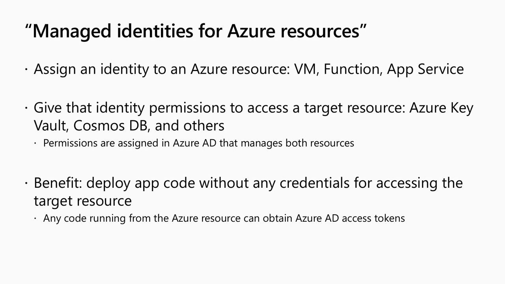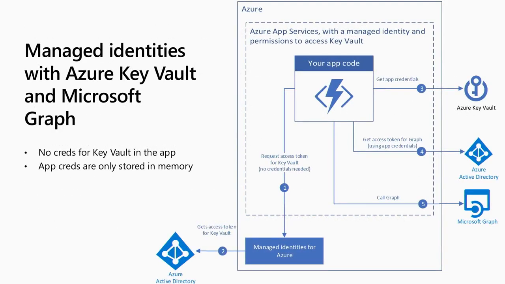So let's walk through how it works with Azure Key Vault and Microsoft Graph. In this case, this is exactly the scenario we've been talking about. I'm hosting my code in an instance of App Service, right there. And I have assigned an identity to that App Service instance. And my goal, I have two goals. I want to call Microsoft Graph to do something, but I also want to minimize my exposure to the critical app credentials. I don't want to store them in my deployment.